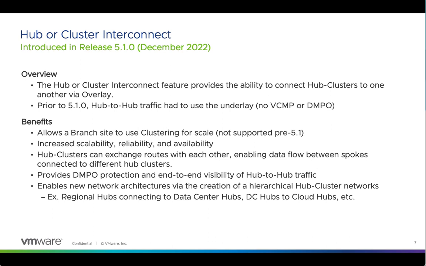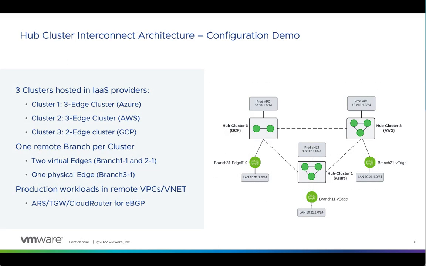Next, I'd like to show a quick demo of how this is configured in the VMware SD-WAN orchestrator. This represents a high-level overview of the demo architecture. It consists of three clusters hosted in different cloud providers. Clusters 1 and 2 have three edges in the cluster and are in AWS and Azure, respectively. Cluster 3 has two edges and is hosted in Google Cloud. Each cluster has a remote branch site using it as a hub.